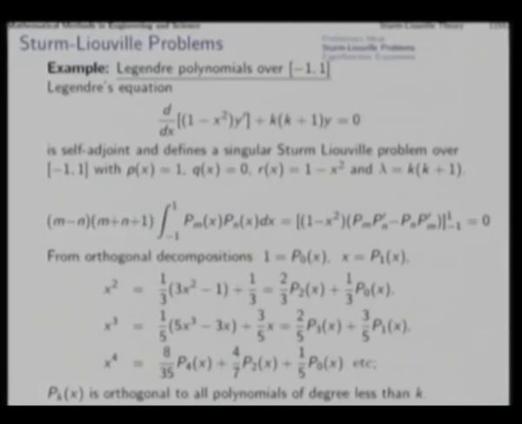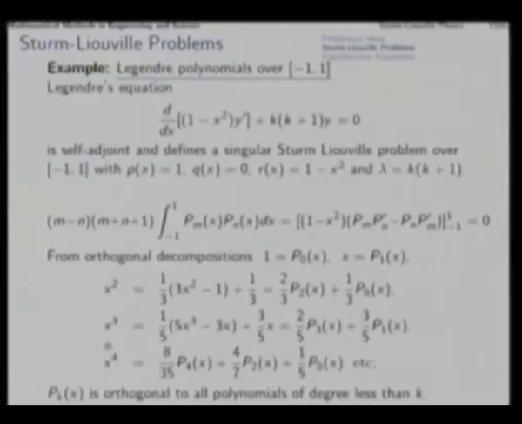So then we can see that 1 can be expressed in terms of p0, then x can be expressed in terms of p1, x square can be expressed as a linear combination of p2 and p0, x cube can be expressed as a linear combination of p3 and p1, and so on. That means that all ordinary polynomial terms 1, x, x square, x cube, x to the power 4, etc., can be expressed as linear combinations of P0, P1, P2, P3, P4, etc.